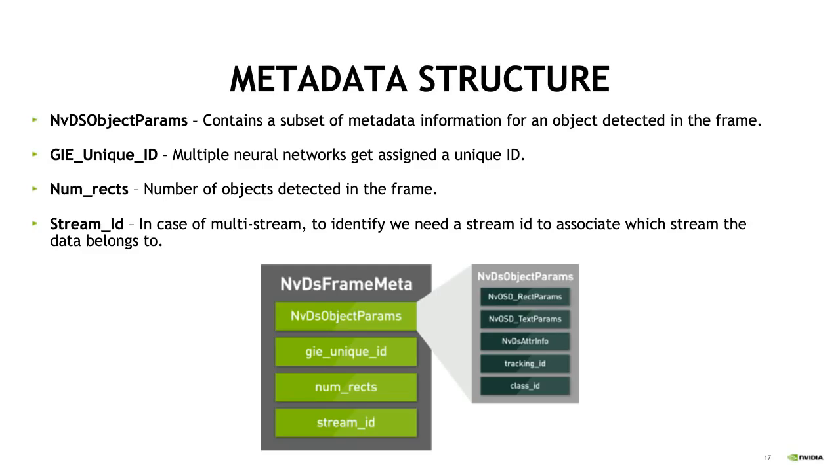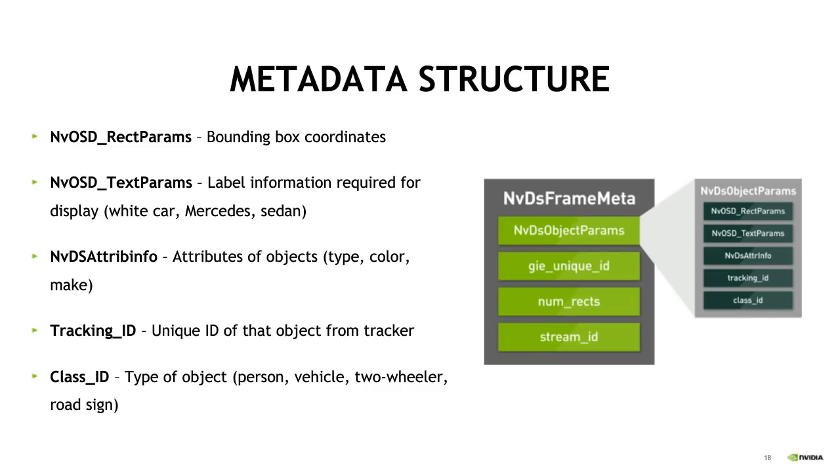And for each object that's been detected in the frame, we have the following baseline parameters. Things like bounding box coordinates, label information that might be required for display, such as if you're doing a car detector, what kind of car is it? What is the color of the car? Things like that. There's other attributes of objects that you can define, as well as a tracking ID, which is a unique identifier for that object that has been assigned from the tracking component, and the class identifier, which is the type of object that is assigned based on the results of the neural network itself.